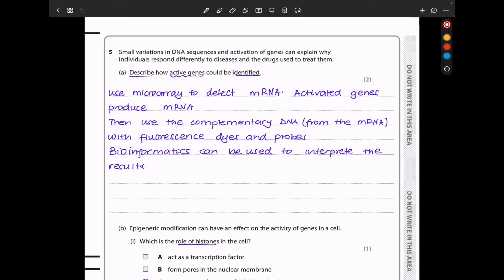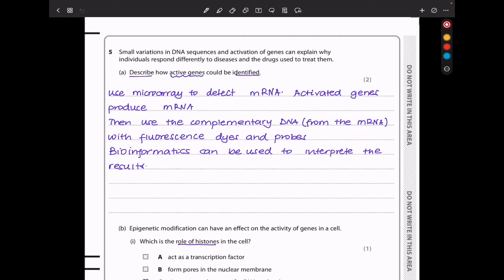In question 5, small variations in DNA sequences and activation of genes can explain why individuals respond differently to disease and the drugs used to treat them. Describe how active genes could be identified. Now, remember, when genes are activated, messenger RNA is going to be produced. So messenger RNA is going to be detected because it shows us which genes are activated.